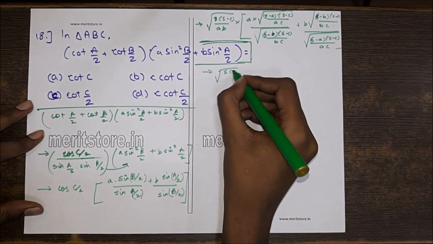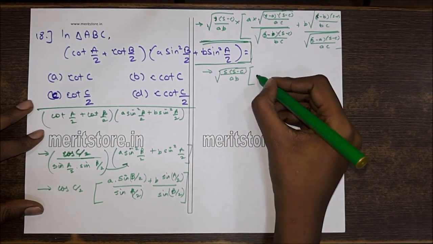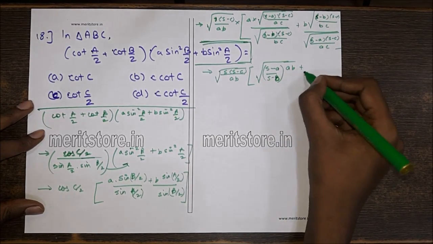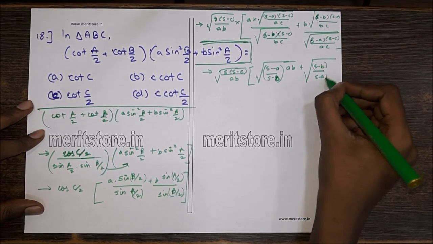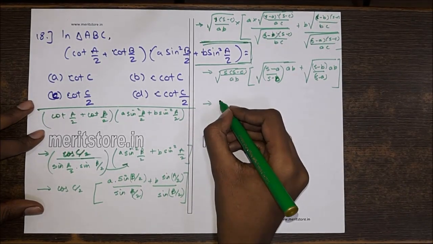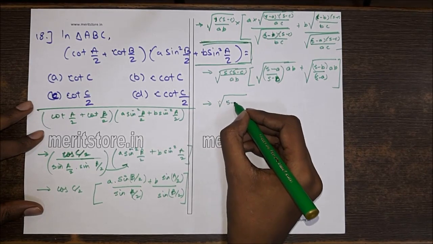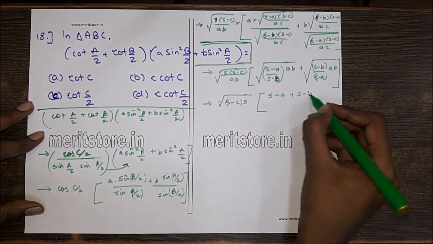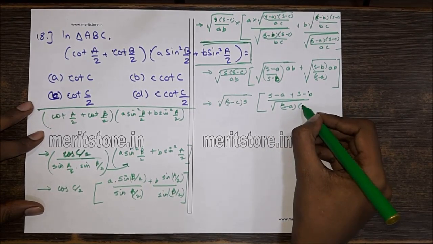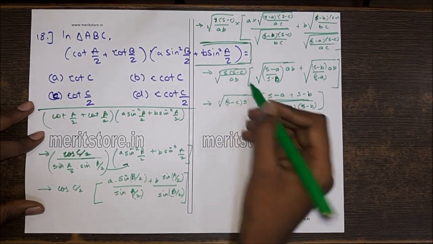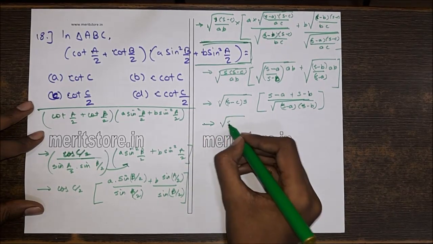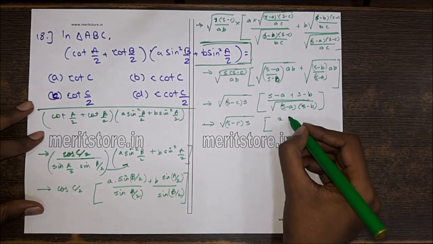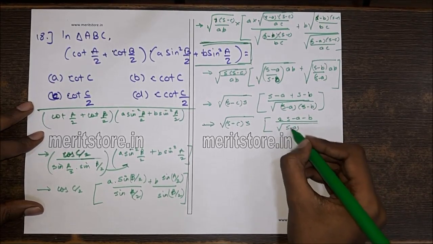This can be simplified as s into (s minus c) upon ab into root of (s minus a) upon (s minus b) into ab, plus root of (s minus b) upon (s minus a) into ab, that is root of (s minus c) into s into (s minus a plus s minus b) upon root of (s minus a) into (s minus b). The denominator gets cancelled, so we have (s minus c) into s, this is (2s minus a minus b) upon root of (s minus a) into (s minus b).